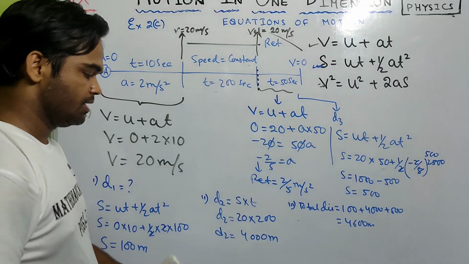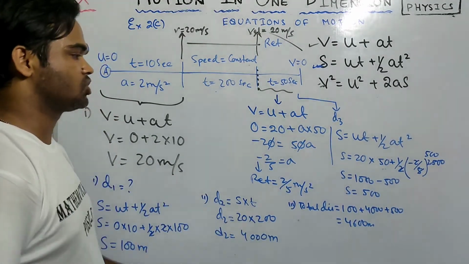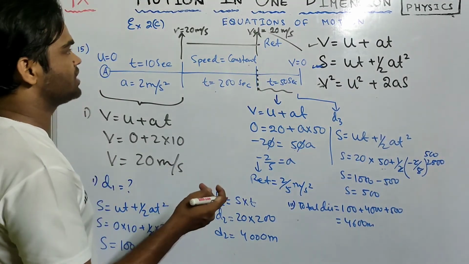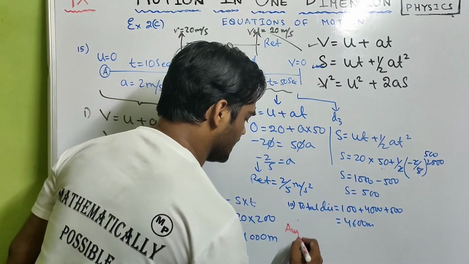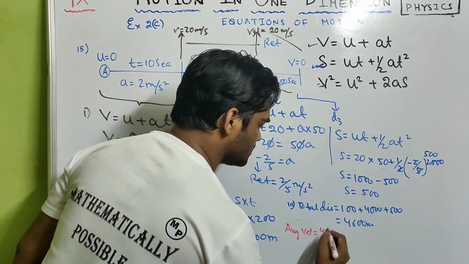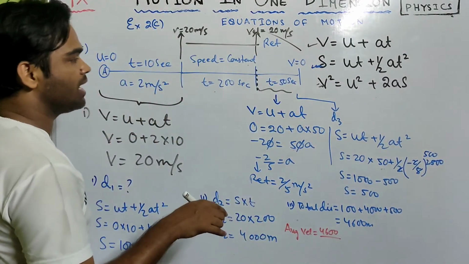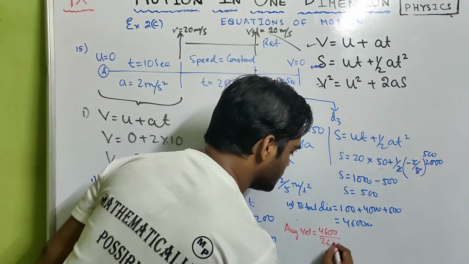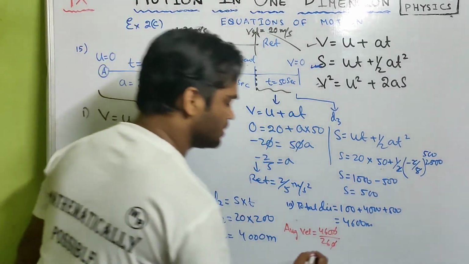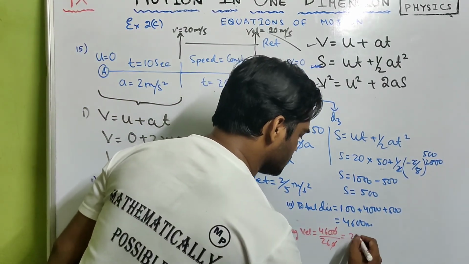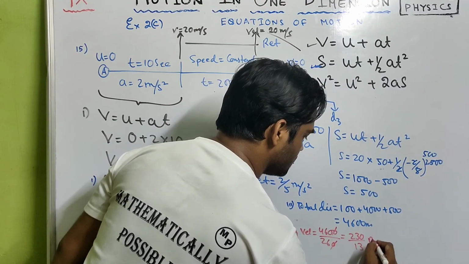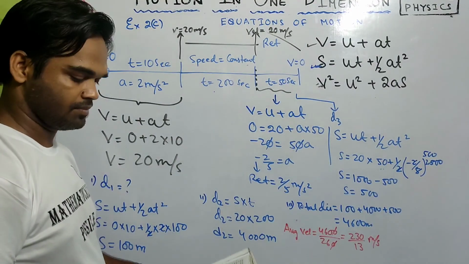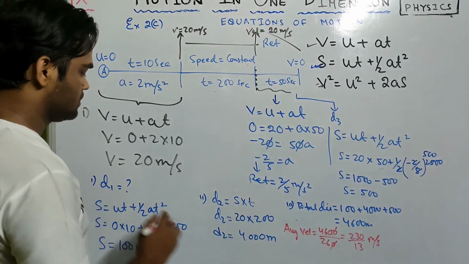Done. Very good. Now the last one, the average velocity. Now we know average velocity is total distance by total time, which is 250 and 10, 260. Just simplify this. This is 230 by 30 meter per second. You can change it to a mixed fraction or decimal. Clear?